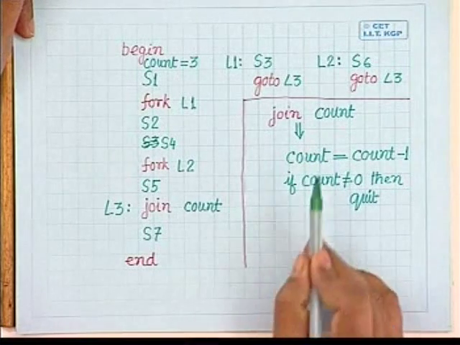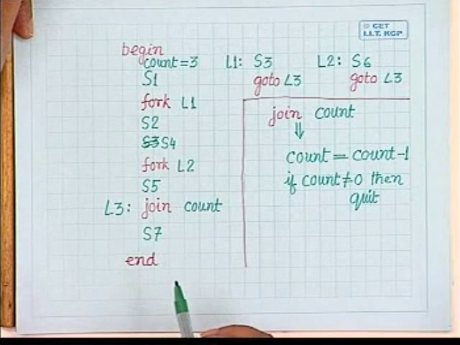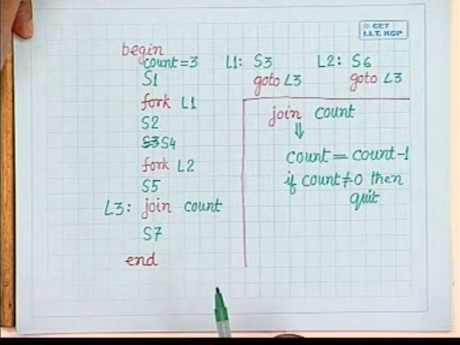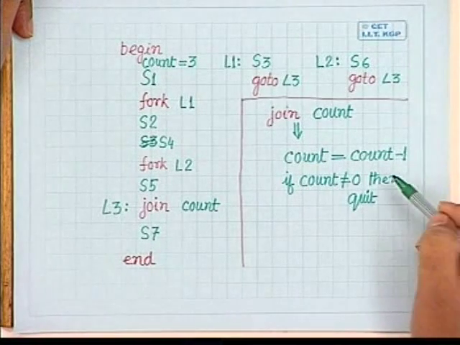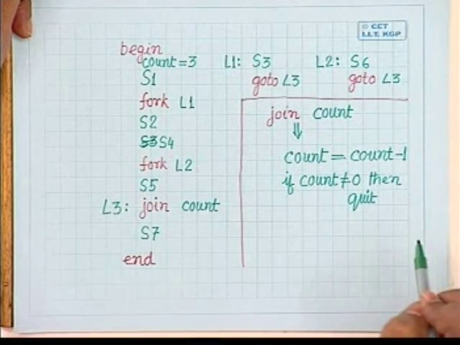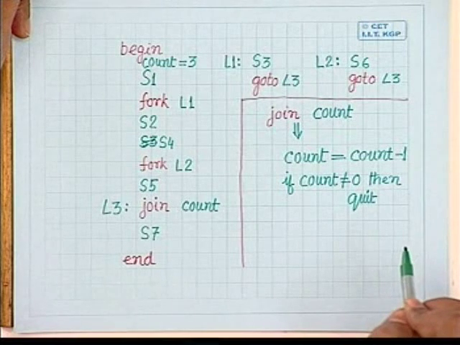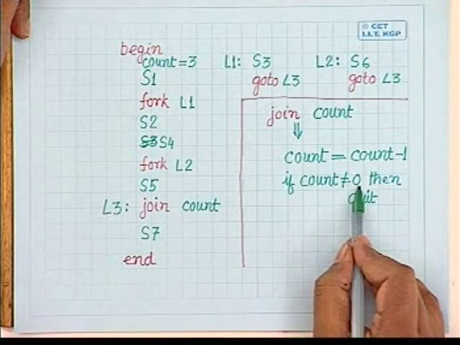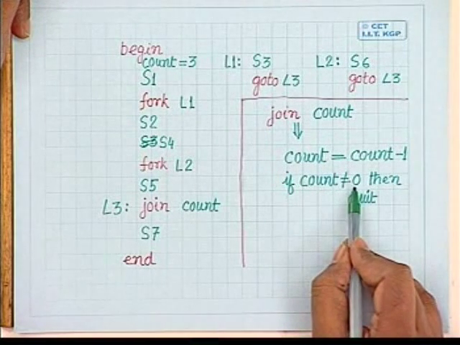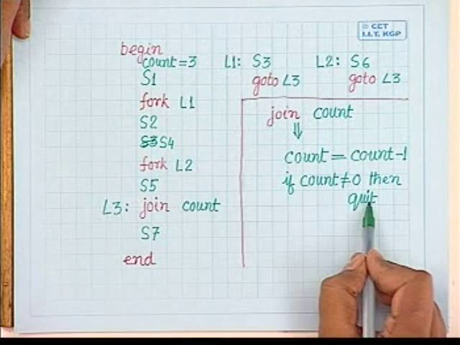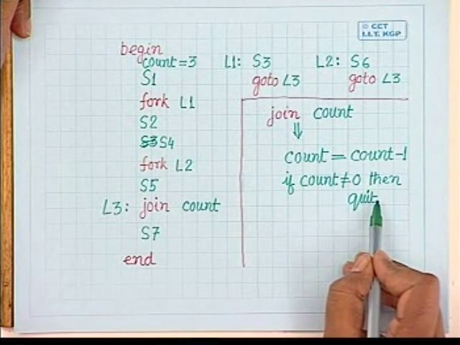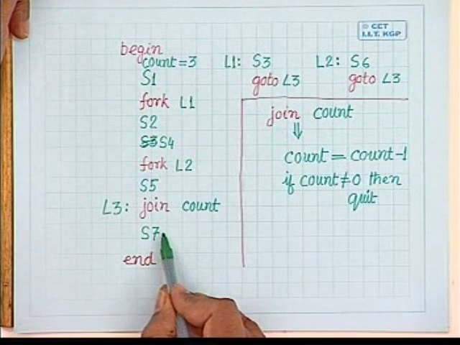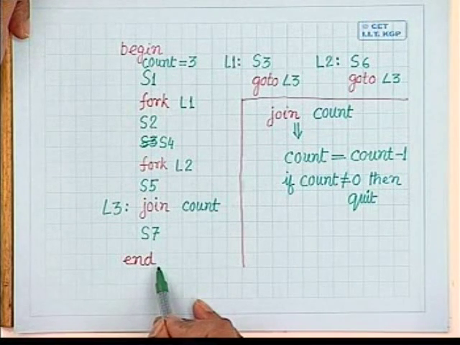The third process to execute this join count statement will again decrement the value of count by 1. Earlier the value of count was equal to 1. After decrementing, the value of count becomes equal to 0. So the third process finds that count is equal to 0. Because count equals 0, the third process will not quit, or will not be terminated. It is the third process which will execute statement S7 and finally come to the end of the program.